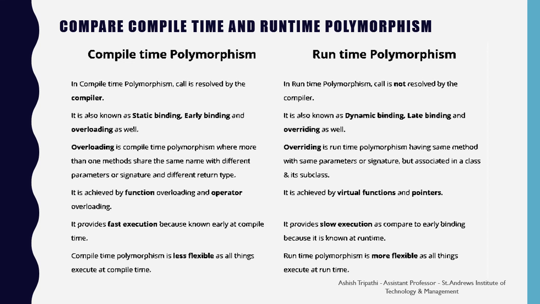Compile time polymorphism provides fast execution because an early call is made at compile time. Runtime polymorphism has slow execution because the call is determined at execution time. Compile time polymorphism is less flexible as all the things are executed at compile time. But runtime polymorphism is more flexible as the things are executed at runtime and we can choose among the different options by providing the input values.